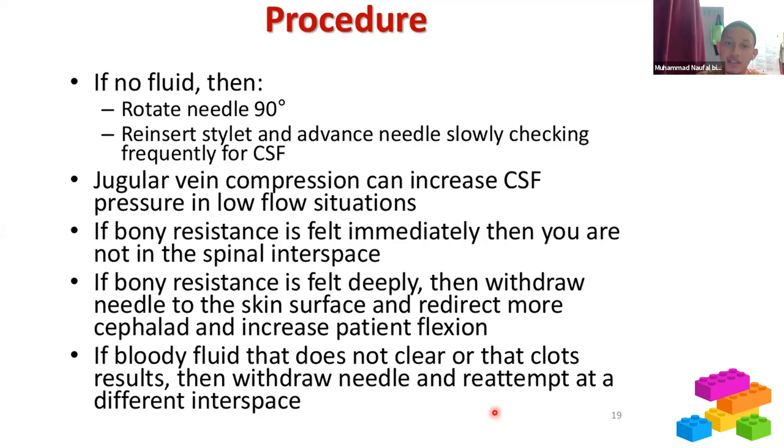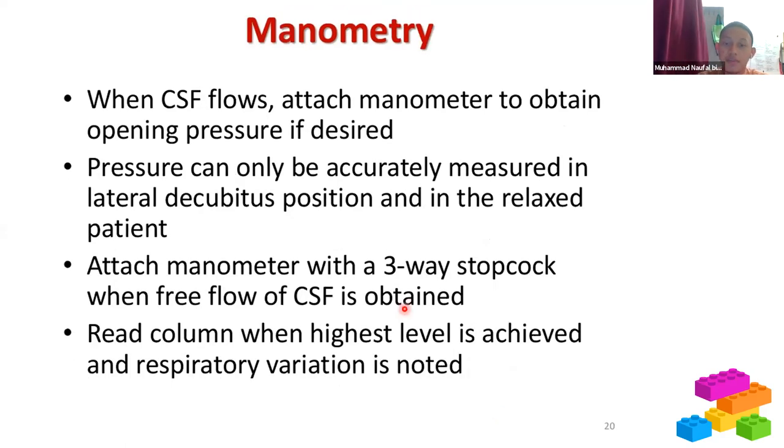Okay, next. This is for manometry. When the CSF has flowed out, we attach a manometer to obtain the opening pressure if desired, and the pressure can only be accurately measured in the lateral decubitus position and in a relaxed patient. The procedure is we attach the manometer with a three-way stopcock when free flow of CSF is obtained, and then read the column when the highest level is achieved and respiratory variation is noted. Okay, next.